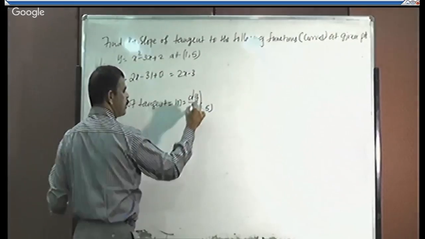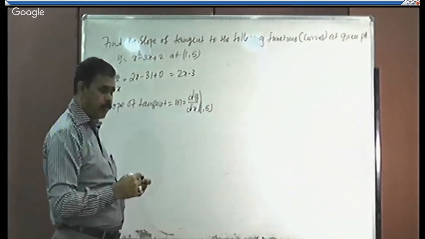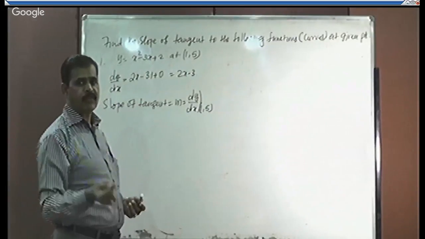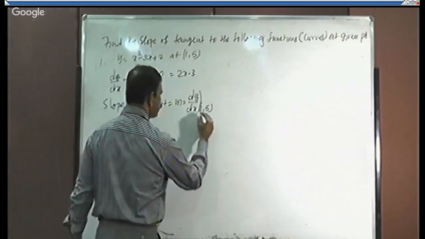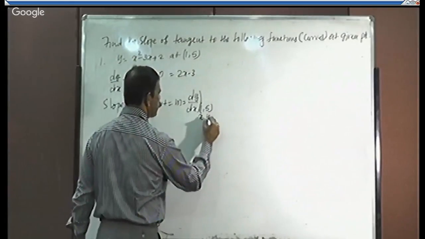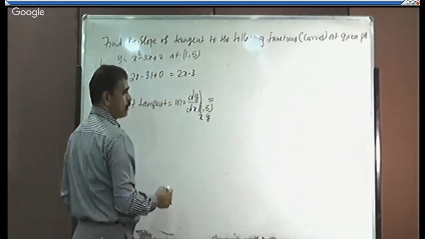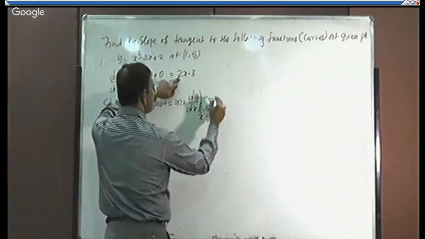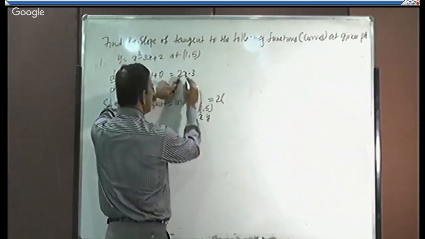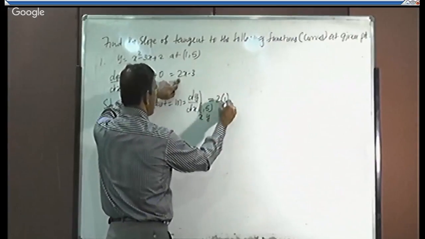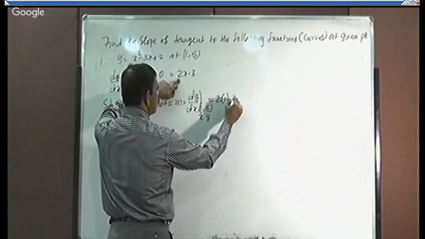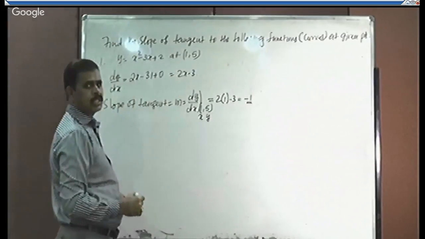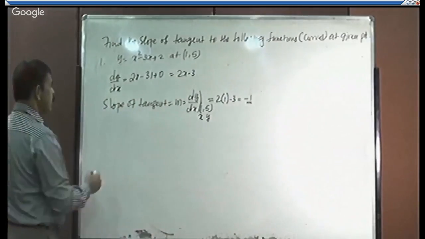The point is always given in a pair. The first one is always x, the second one is always y. Dy by dx is 2x minus 3. 2 into x, where x is equal to 1, minus 3. That is 2 minus 3, which is minus 1. This is the slope of the tangent.